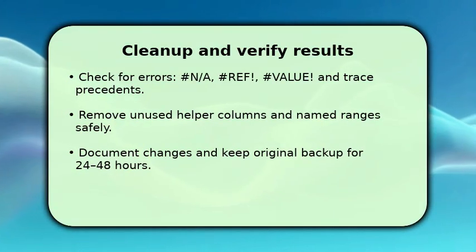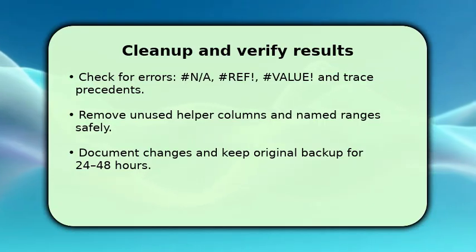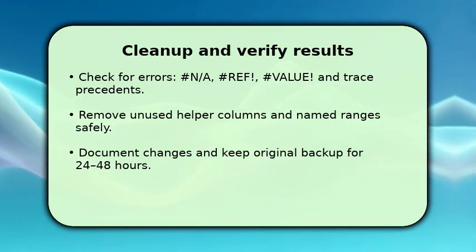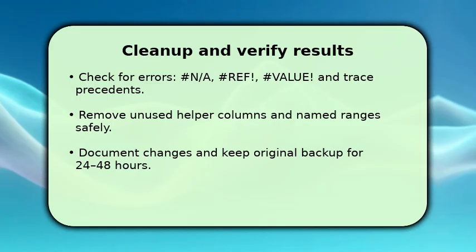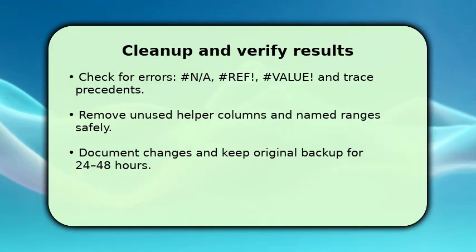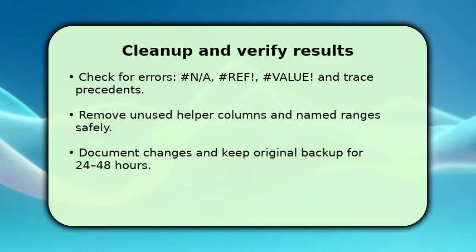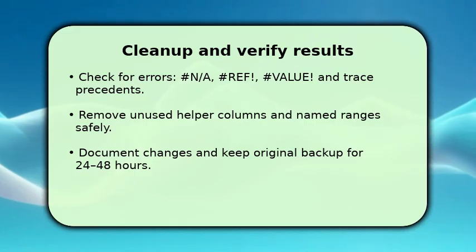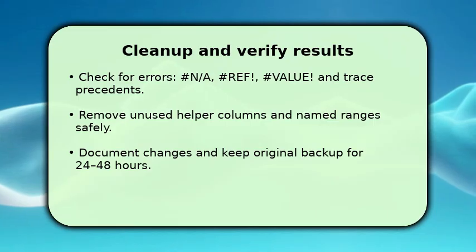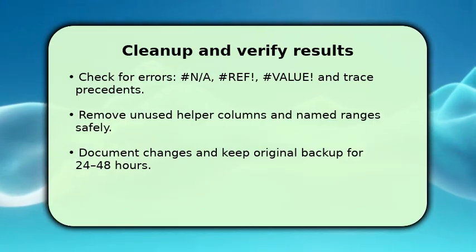Finally, verify outputs. Scan for #N/A, #REF! or #VALUE!, and use Trace Precedents or Evaluate Formula to find causes. Fix mismatched keys or ranges if needed. Once clean, remove any helper columns or temporary ranges you created, but make sure dependent sheets aren't using them anymore. Document what you changed and keep the backup for at least 24 to 48 hours in case a stakeholder requests a rollback.